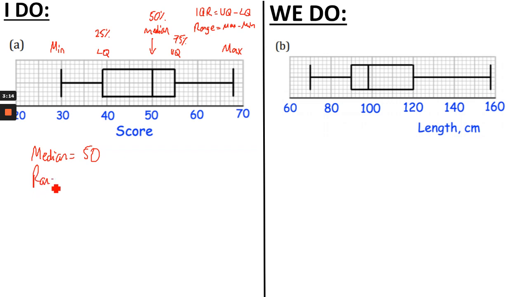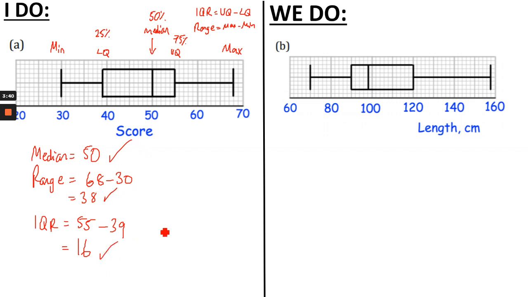The range is going to be the maximum, so 68, subtract the minimum. So the range is going to be 38. And the interquartile range is going to be the upper quartile, which is 55, subtract the lower quartile, which is 39, which is going to give you a value of 16. So we've worked out the median, the range, and the interquartile range. Can you give the one on the right a go? So I want the median, the range, and the interquartile range, and then I will check your answers.